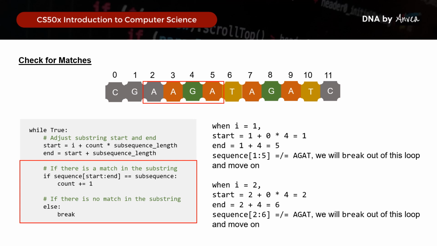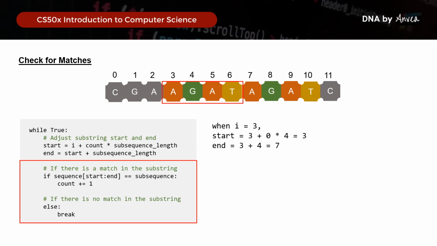Next, when i equals 3, you can see that the value of start will equal 3 and end equals 7. Since sequence[3:7] equals AGAT, there is a match. So we'll add 1 to the count. Since there was a match, we'll repeat this again.